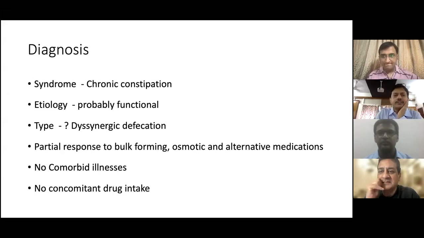So John, the first question I want to ask you is: obviously constipation is something the patient will tell you they have. So how do you objectively say that the patient has constipation? What parameters do you look for? How do you differentiate a subjective constipation from an objective constipation?